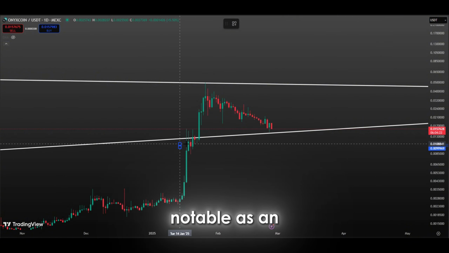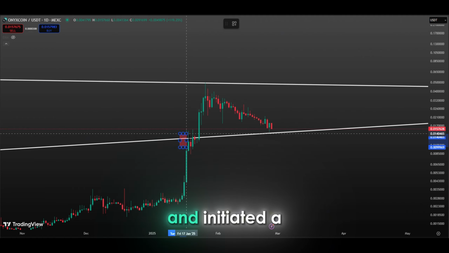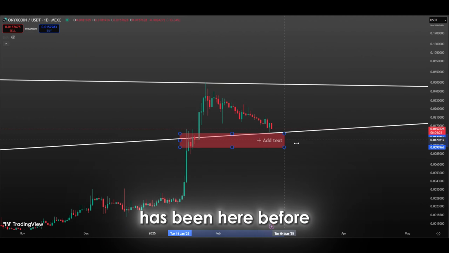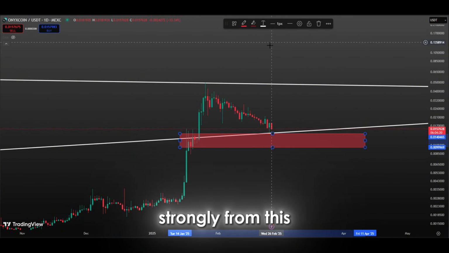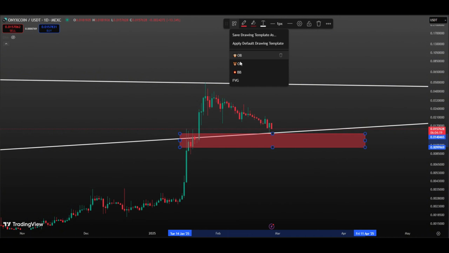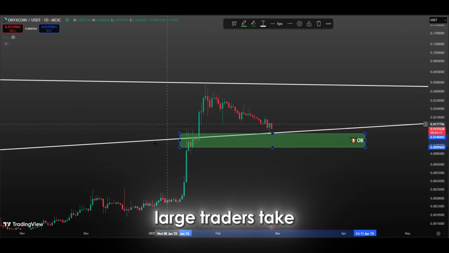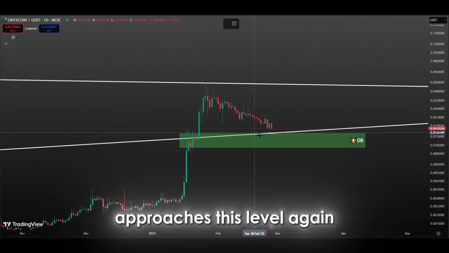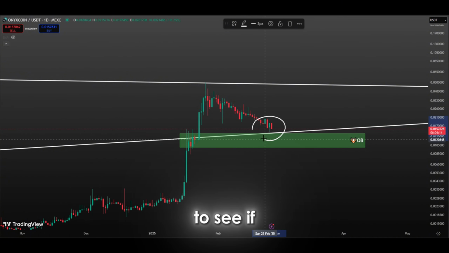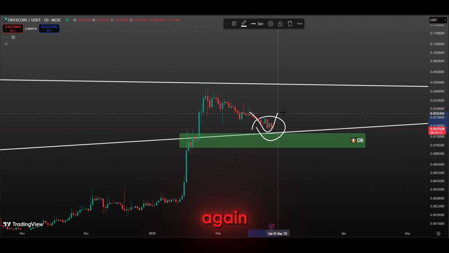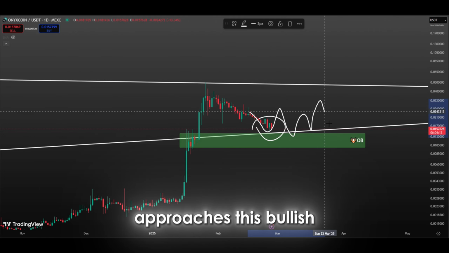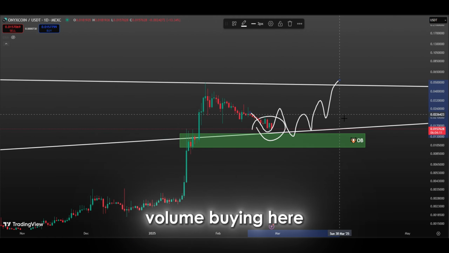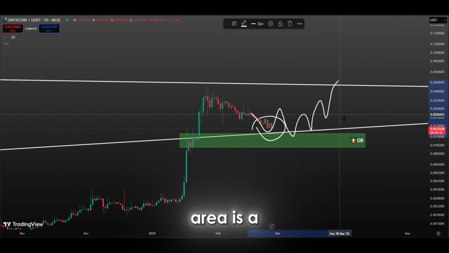This area is notable as an area where buyers stepped in and initiated a bullish move when the price has been here before. The last time, the price reacted strongly from this order block and made an upward move. Since order blocks are often where large traders take their positions, such areas act as critical support levels. When the price approaches this level again, it's important to watch carefully to see if a strong buying reaction comes from here again. If the price approaches this bullish order block again, and there is volume buying here, it can once again confirm that this area is a strong support area. The less the price touches an order block, the more likely it is to get a reaction.